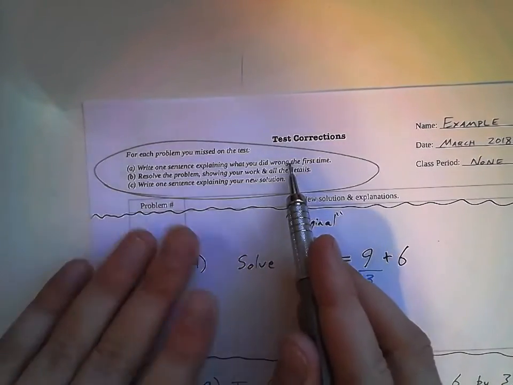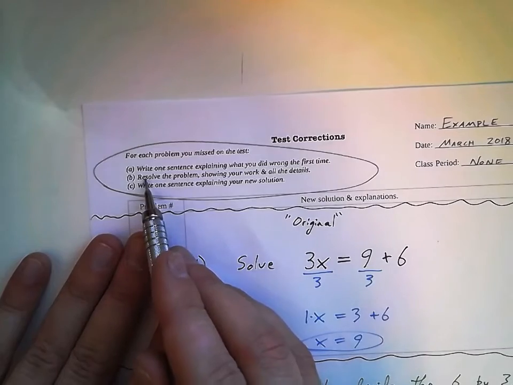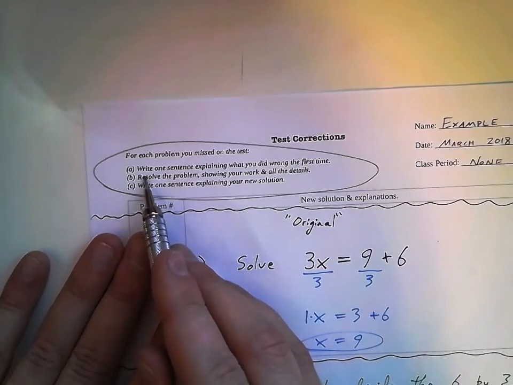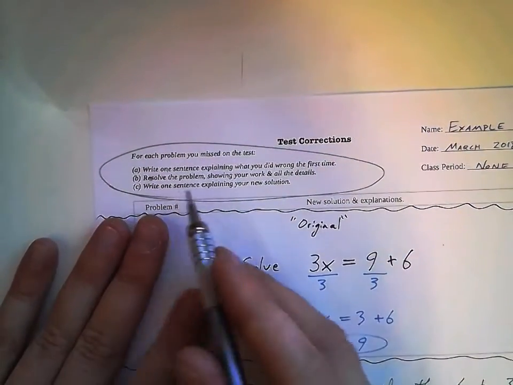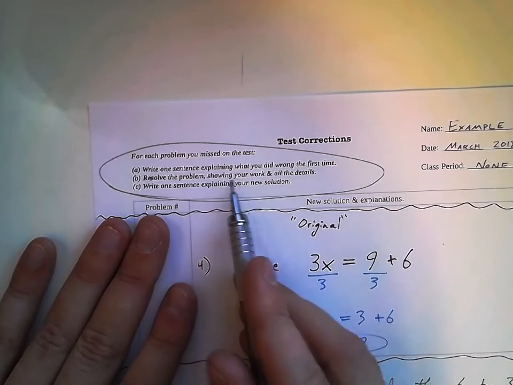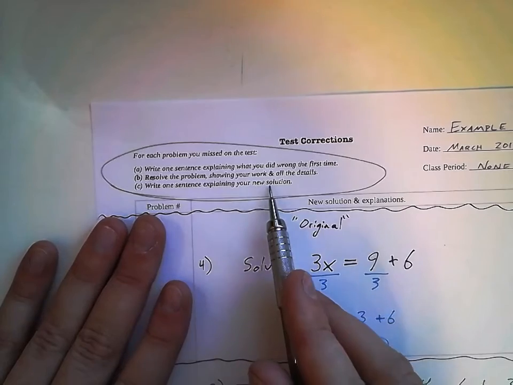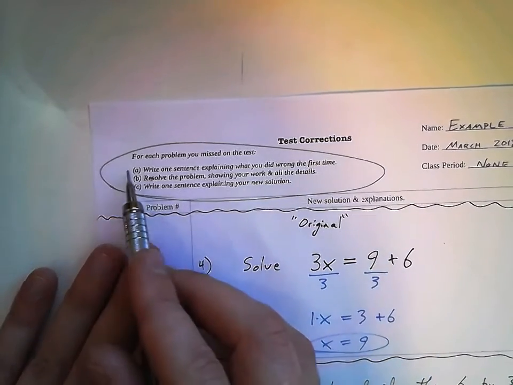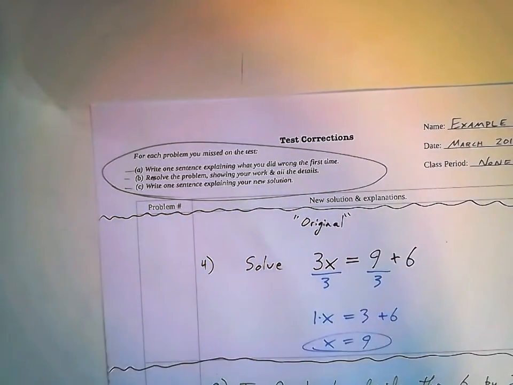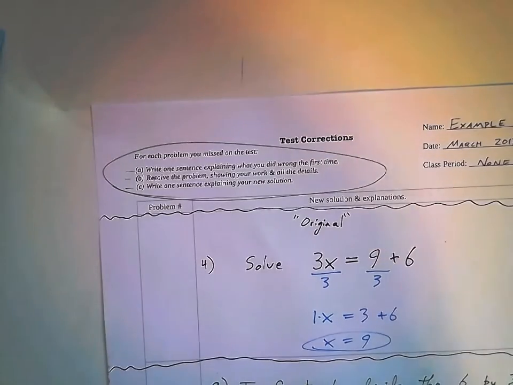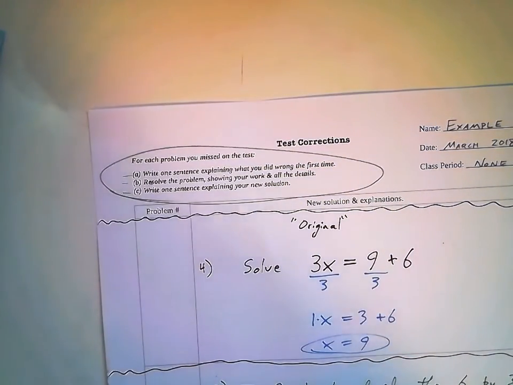a sentence explaining what you did wrong, then resolve, and that's not supposed to be "resolve," it's supposed to be "re-solve" with a dash, showing your work and all the details, then one sentence explaining your new solution. Don't forget to do all three parts for each question, or you won't get your correction points.